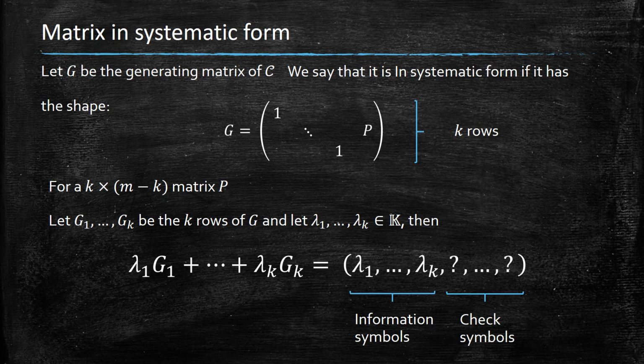while the last ones we can't really predict their form, but they basically are the redundancy. So if we had no redundancy in our code, then all we would transmit would be the vector lambda 1, ..., lambda k, and we would just hope that there is no transmission error. But by having those check symbols, we have redundancy, and we hope that this will enable us to detect and correct errors.